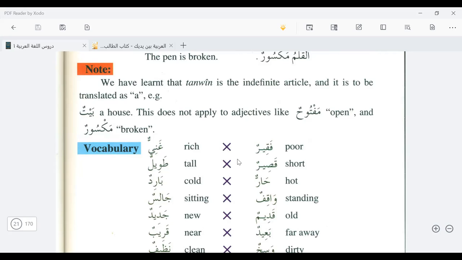Yes, teacher. Start from the note. Note, we have learned that Tanwin is the indefinite article and it is to be translated as "a". Example, baitun. What is Tanwin? Tanwin is the double dhamma, the end sound of the Arabic nouns, also the adjectives. This one is called Tanwin.